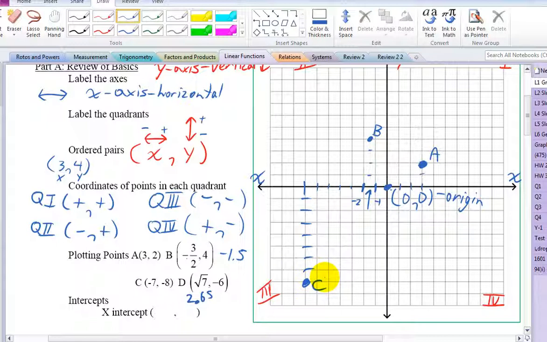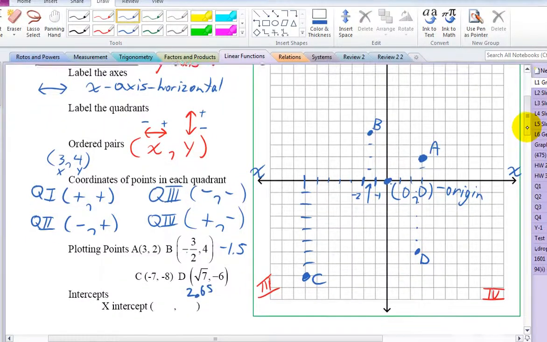Okay. D is 2.65, a little bit over and a little bit up. Down. 1, 2, 3, 4, 5, 6. So a little bit to the right of half, we should put D. Okay. Any questions? Okay. Got to be able to plot a point.